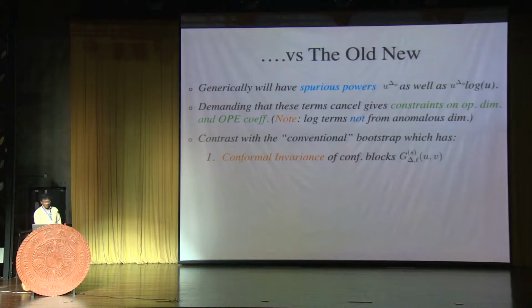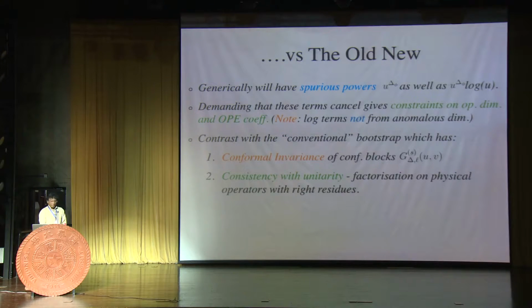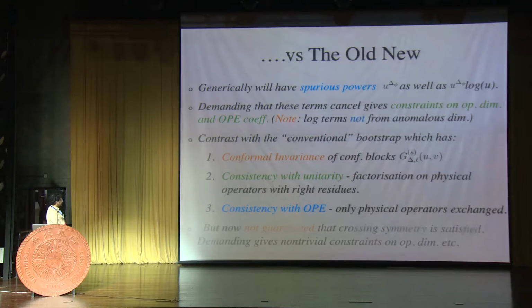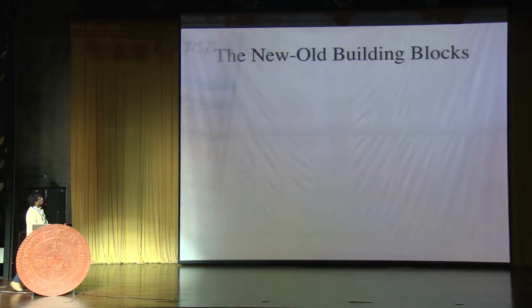blocks, which are, by construction, conformally invariant. They're consistent with unitarity. They factorize with the right residues. And the consistency with the OPE is guaranteed because, at least in any given channel, you sum over all the physical operators in that channel, and that guarantees the consistency. But of course, now what's not guaranteed is that the answer is channel symmetric, and so the associativity of the OPE is not guaranteed, and it's demanding that which gives non-trivial constraints on operator dimensions. So this is the more conventional philosophy, but we will be adopting the older one.